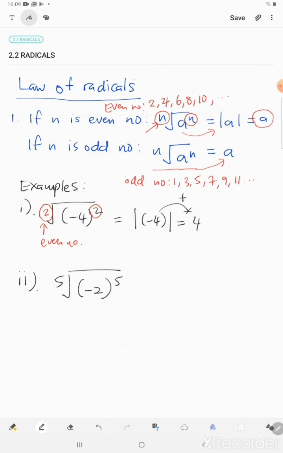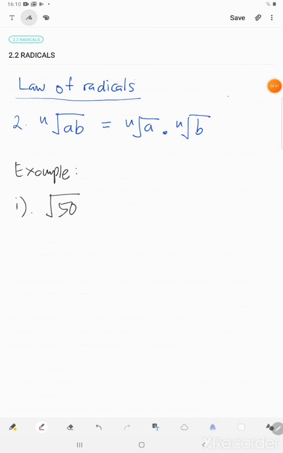Number 2, we can see that we have a similar index and power inside the root. We know that this is an odd number. If we have an odd number for the index, you just take out the value of negative 2 inside the root. So the answer is negative 2. This is law number 1.